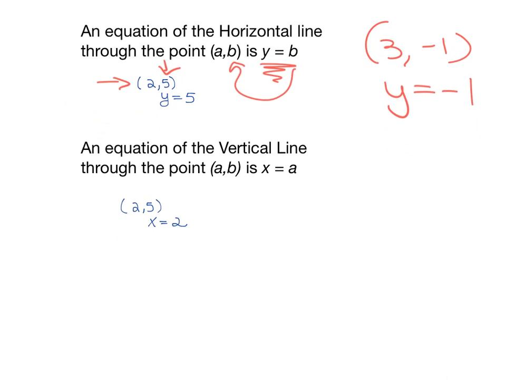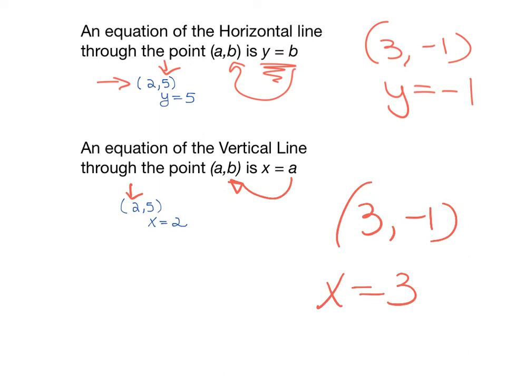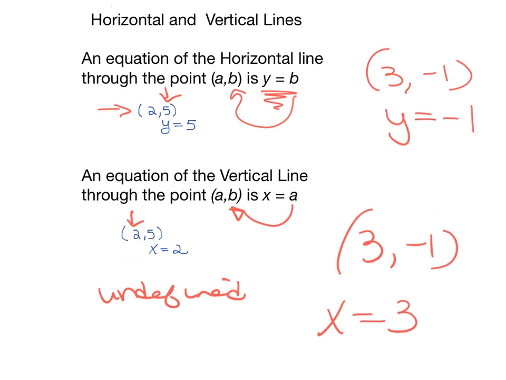If it's vertical, it's x equals a number, and that number is the x of the ordered pair. And again, here, it's x equals 2. If I use this same ordered pair I just did above, it's x equals 3. Remember again, slope of the vertical line is undefined. Slope of the horizontal is 0.